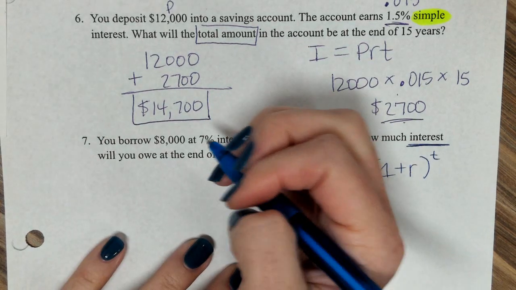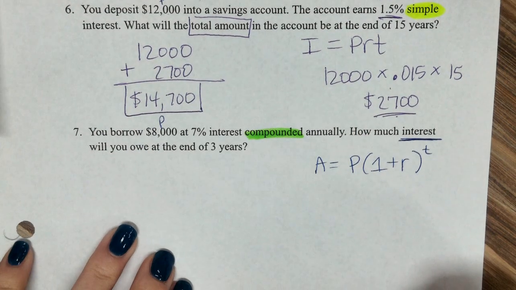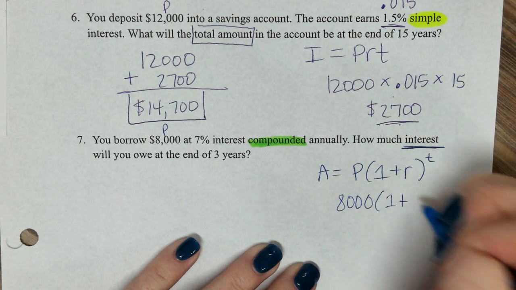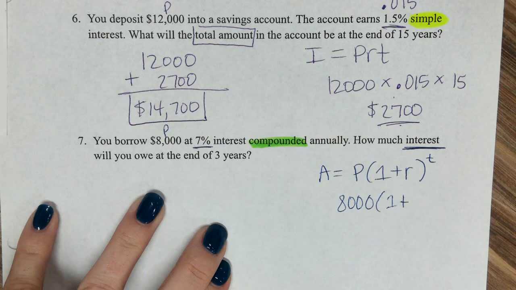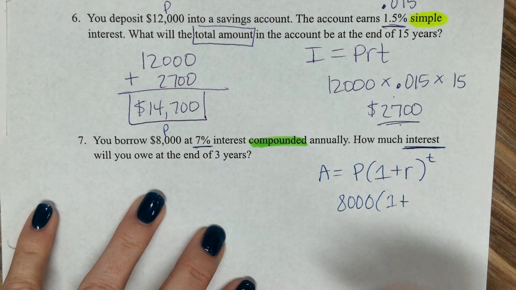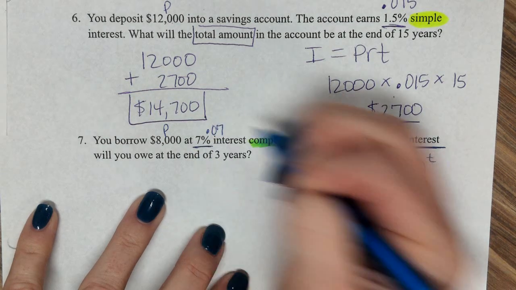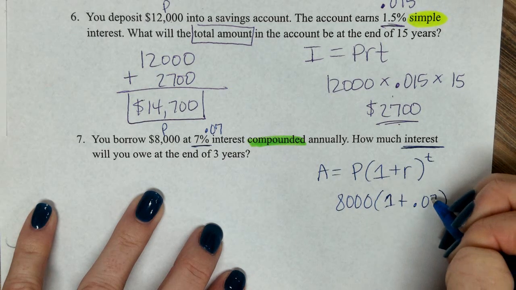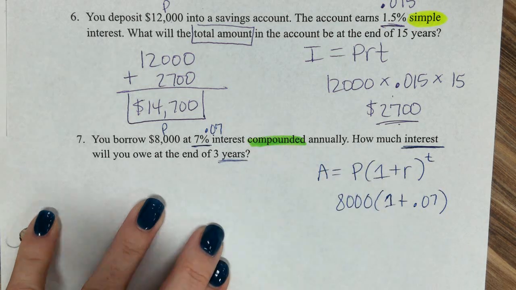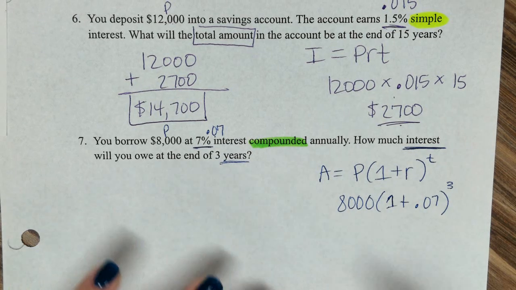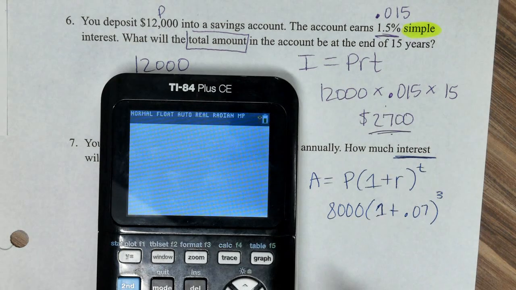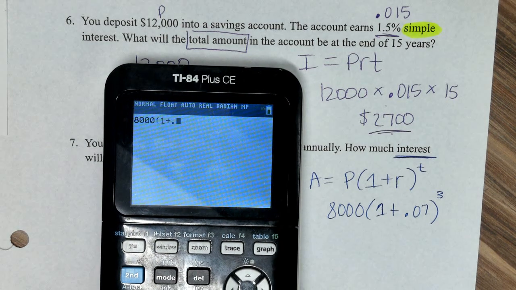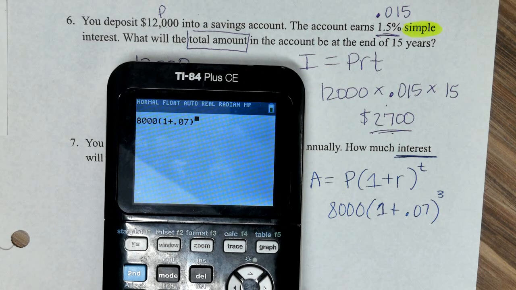All right, here we go. The P is 8,000. 1 plus. The R is 7%. I have to change it to a decimal by placing it over 100, which is 0.07. And that's a 1. And how many years? 3. All right, so I go to my calculator. 8,000. 1 plus 0.07 to the third power.